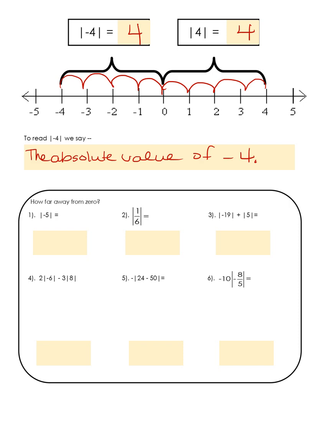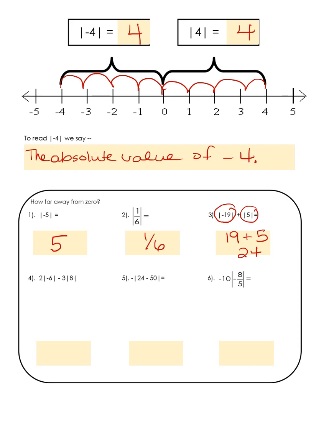Okay, so how far away from 0? We've got the absolute value of -5. So how far is -5 from 0? You would have to take 5 steps. The absolute value of 1/6. How many steps do you have to take to get to 0? You would take 1/6 of a step. Here we have two absolute values. So the absolute value of -19 is 19, and the absolute value of 5 is 5. After we take care of the absolute value, we add to 20, we get 24.